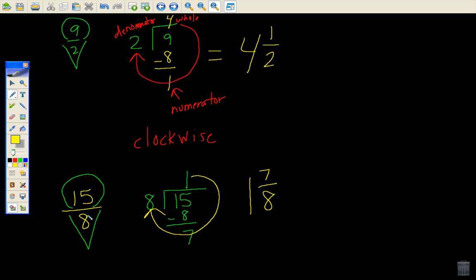It's just a division problem, and then when you're writing it down, you start with the whole number, the numerator, and the denominator. I remember denominator, divide, they both start with a D.